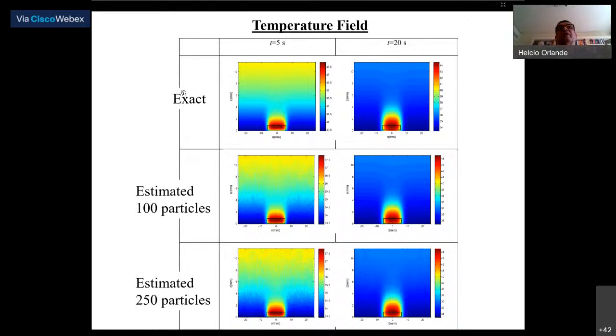These figures present the exact and the estimated temperatures in the whole region at two different times. These estimates were obtained with 100 particles, and this one with 250 particles, and we can see that the estimates are quite accurate, especially in the region of the tumor where the temperatures are higher.